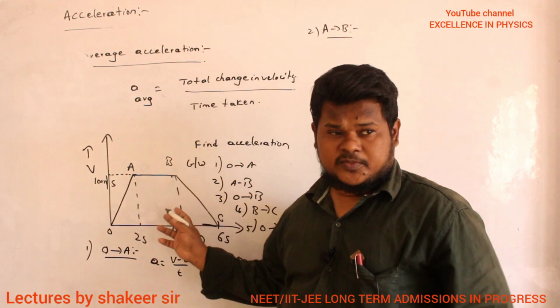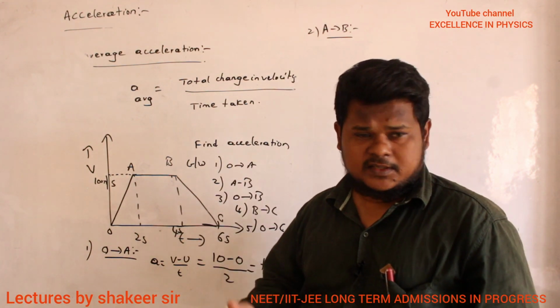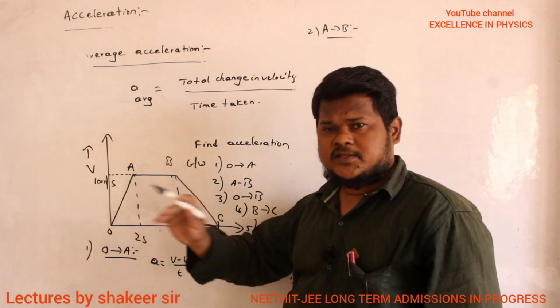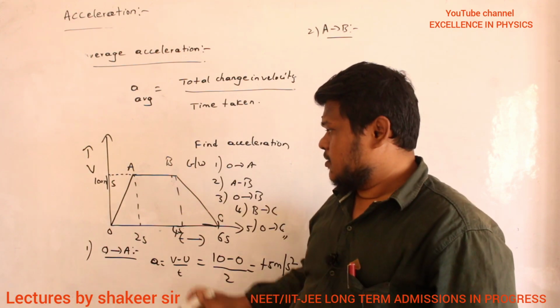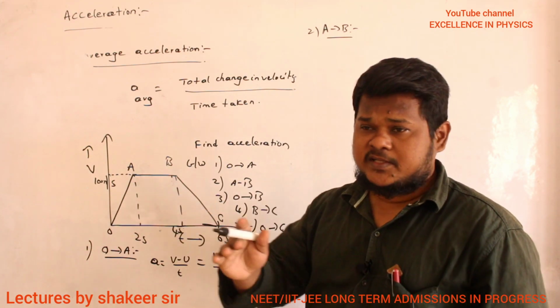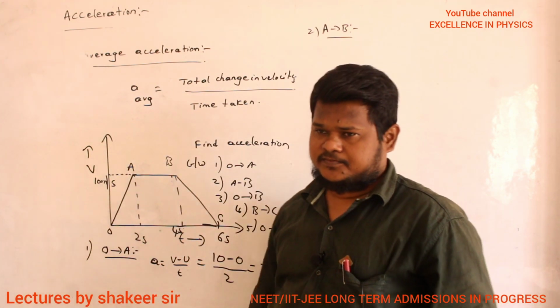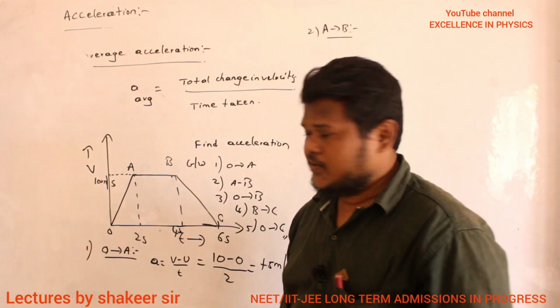But is the body in rest position? No. The body is moving continuously with how much velocity? Between 2 seconds to 4 seconds, the body is continuously traveling but with the same velocity. So the body is not stopping. Its acceleration has become 0. It means the increase or decrease of velocity has become 0, but the body is not in rest position. It is continuously moving.